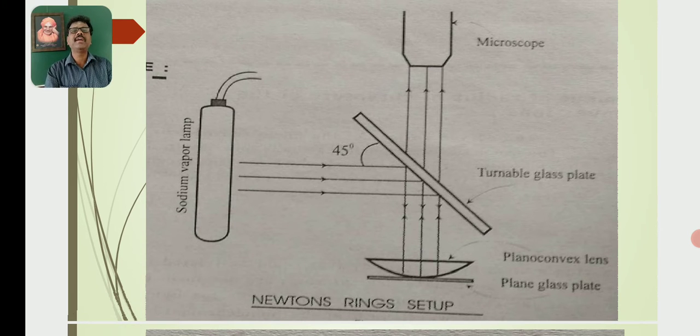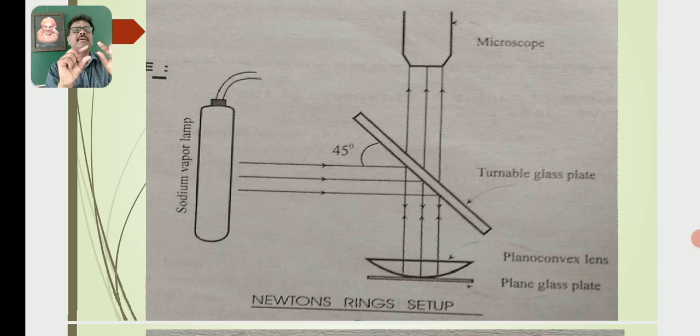Now you see the Newton's rings setup, the arrangement of the experiment. Usually the experiment consists of a sodium vapor lamp and an inclined glass plate. The plano-convex lens is placed on the plane glass plate such that its curved surface is in contact with the glass plate, and the whole thing can be viewed with the help of a traveling microscope.